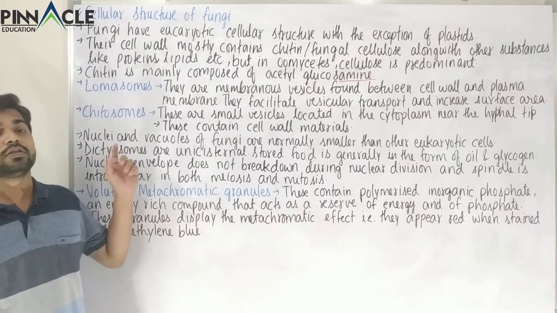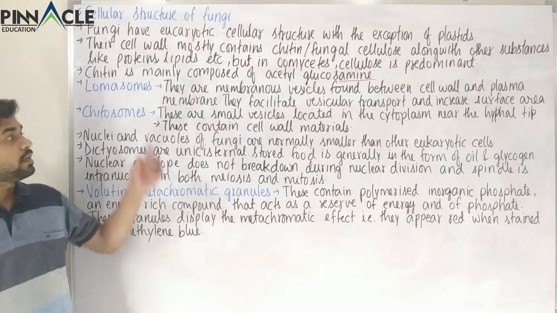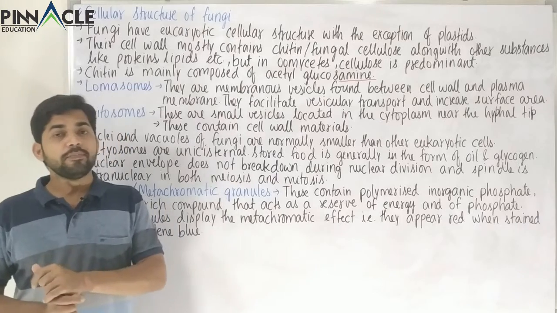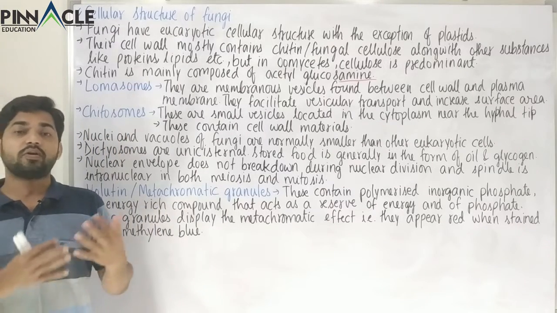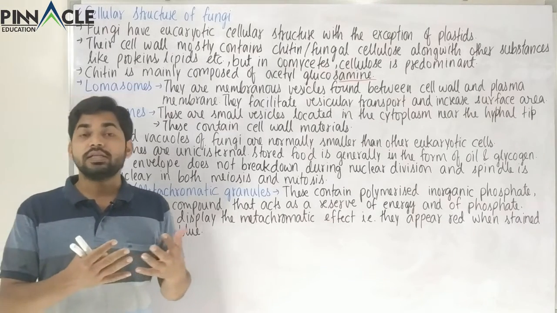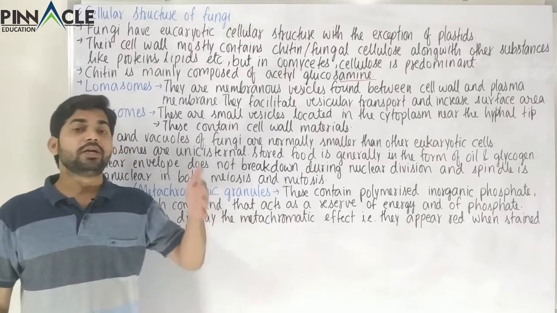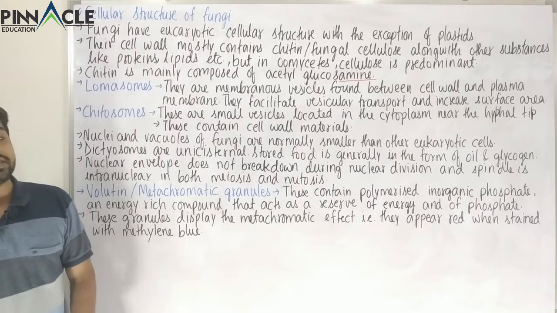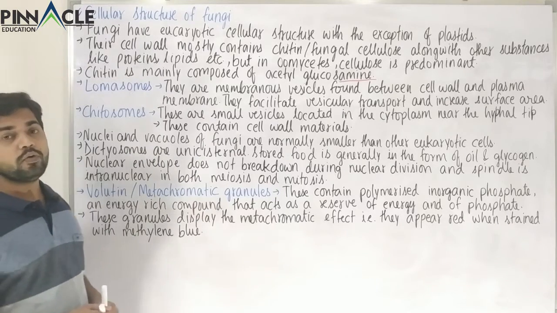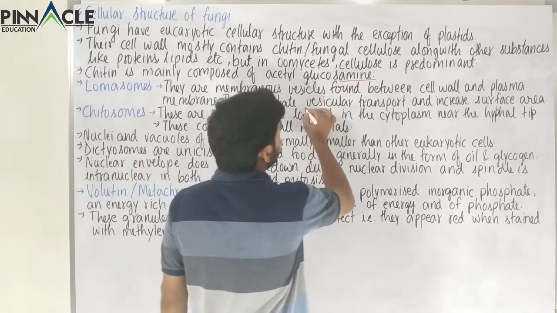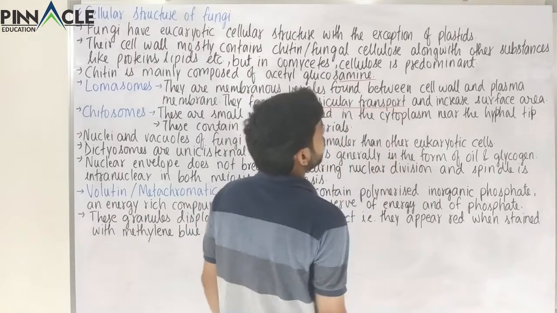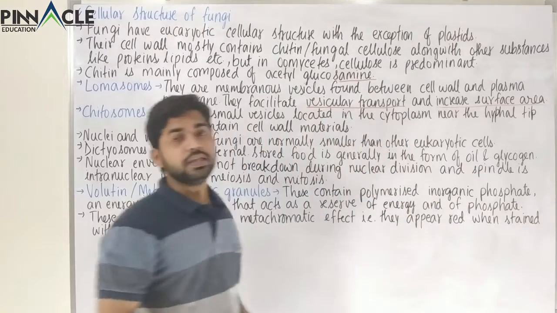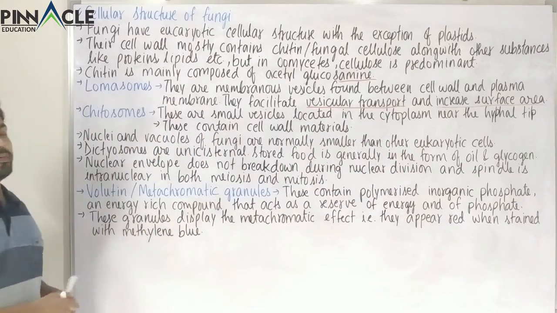So lomosomes are also present over there, but here these are membrane bound vesicles, which are normally present between the plasma membrane or the cell membrane, or we can also say plasmalemma. So between the plasmalemma and cell wall, these are vesicular structures which are present. Now they have two very important functions, which are vesicular transport, and also increasing the surface area. So these are the two functions of lomosomes.